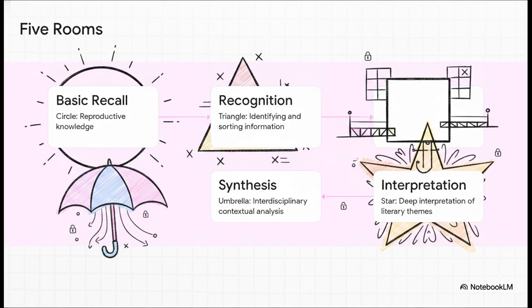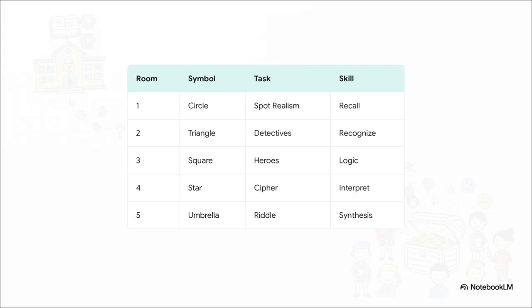The triangle demands recognition and sorting out distractors. The square requires building logical bridges. The star pushes them into deep interpretation. And the umbrella? Oh, that's full-blown interdisciplinary synthesis. When we look at this progression, the 5 to 6 person teams have to solve one room just to unlock the code for the next. And get this, during this entire 40-minute process, the teacher steps totally back from being a lecturer and acts solely as a facilitator. If a team gets stuck, the teacher doesn't just hand over the answer.